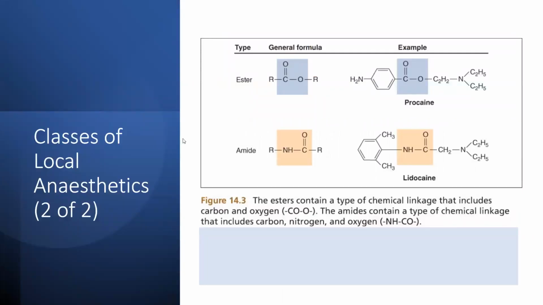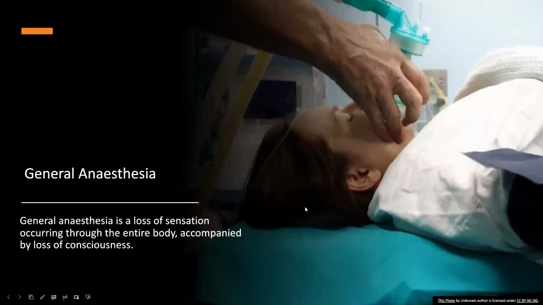This is the general formula for the ester. Esters also include procaine. Amides include lidocaine. Then we talk about general anesthesia. General, as the name says, completely causes loss of sensation through the entire body, accompanied by loss of consciousness. So the person is asleep.